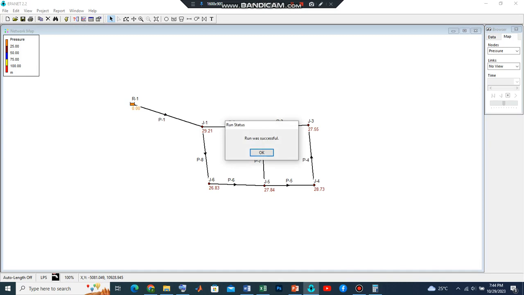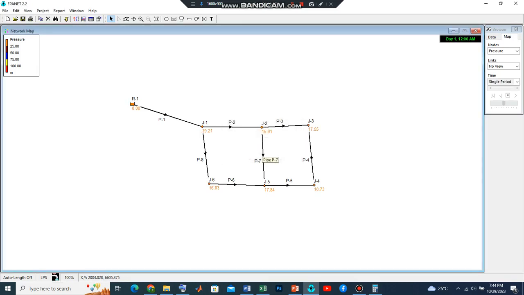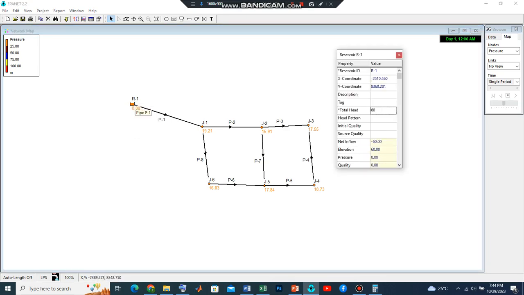But I believe there was something I sorted out earlier. Let's check. Yes, I can remember now. There's something we must understand: there's a relationship between the head and the pressure here. So the total head is 60, while this was reduced. So what happens if we decide to increase this to 70, or let's say 75? Now this will ultimately change the pressure at the nodes. So let's run the simulation again.